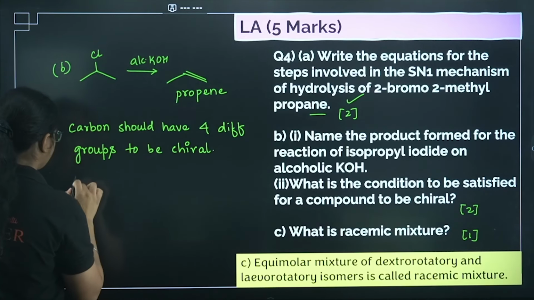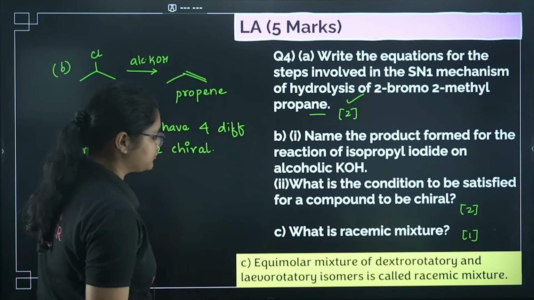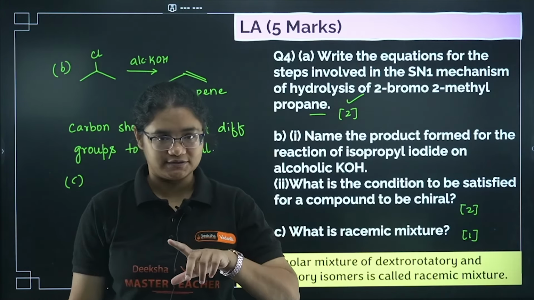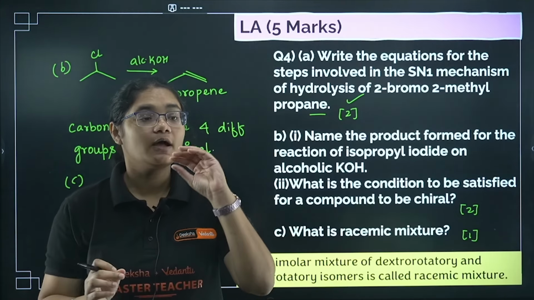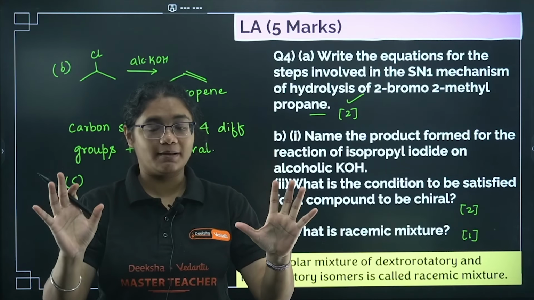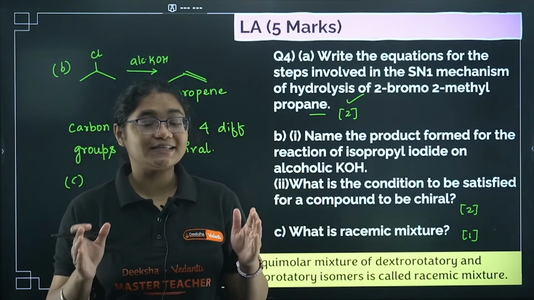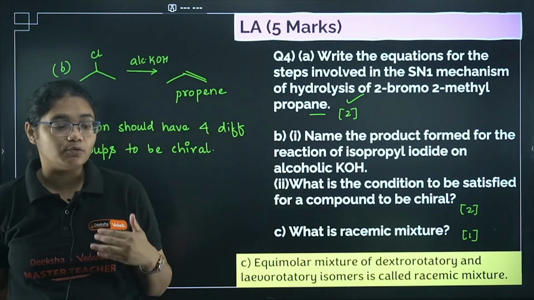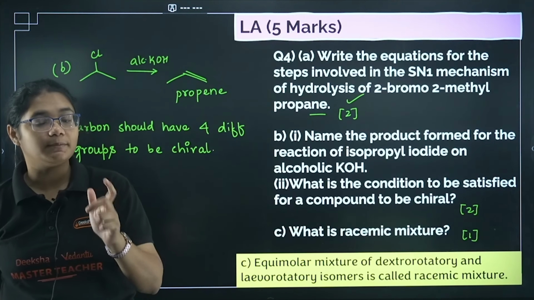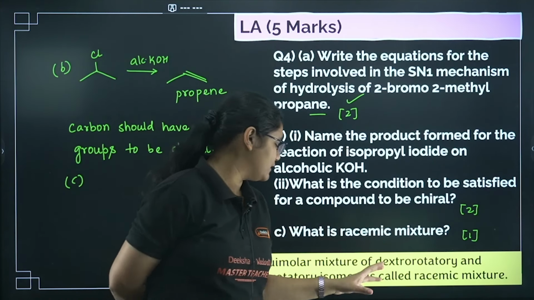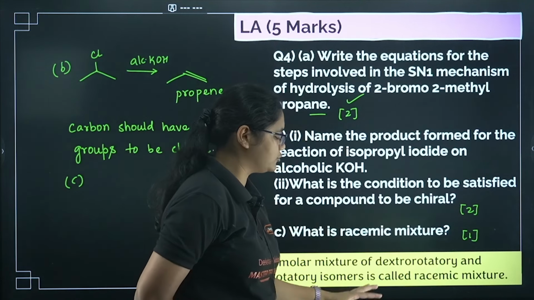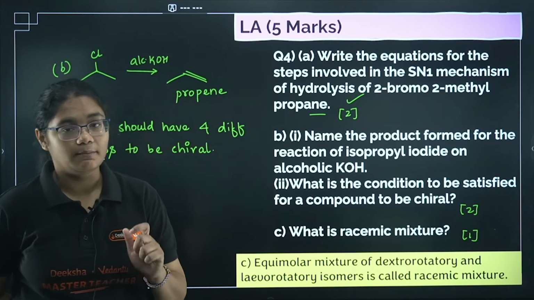Next we have C. What is racemic mixture? The racemic mixture consists of plus and minus. Remember, both the enantiomers in equal proportions. Racemic mixture consists of both the enantiomers in equal proportions. So an equimolar mixture of dextrorotatory and levorotatory isomers is called a racemic mixture.